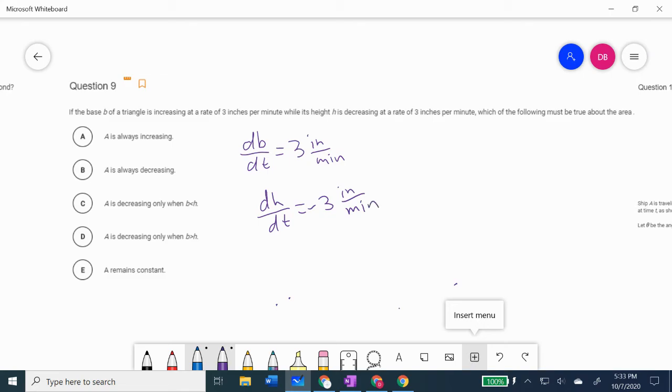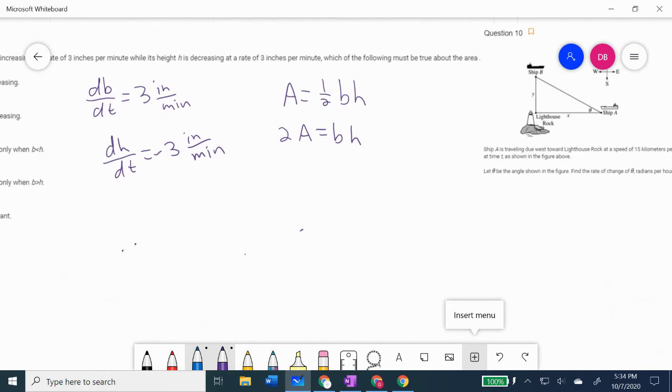Which of the following is true about area? And looks like we're being asked about area increasing or decreasing. So we've got a triangle. Area is 1/2 base times height. To get out of fraction land, I'm going to multiply the 2 over to the area. And now let's take the derivative with respect to time.